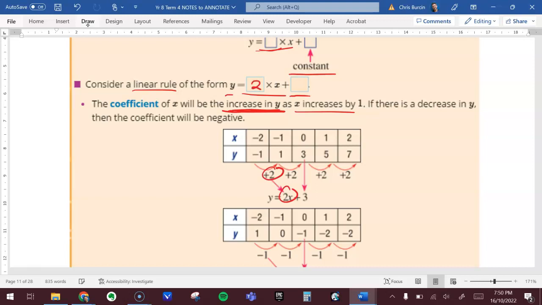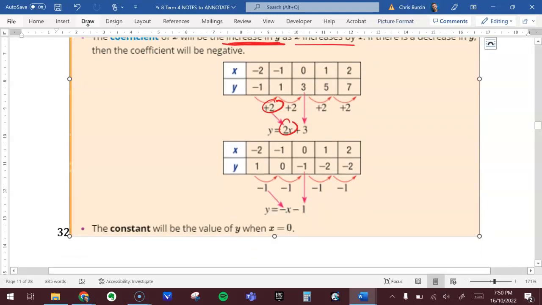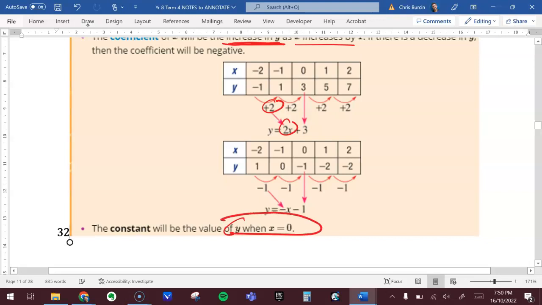So it'll be 2 times x plus, and here's the other kicker, the constant will be the value of y when x is 0. That's just plain old x is 0, and at that point y is 3. So there it is, we've got our rule there.